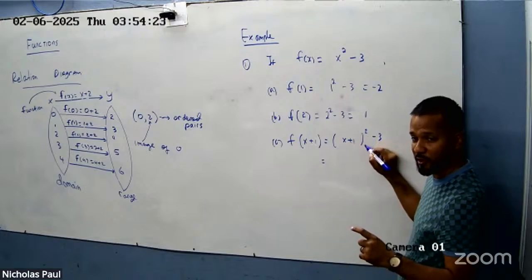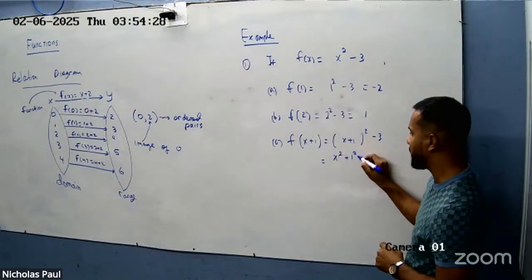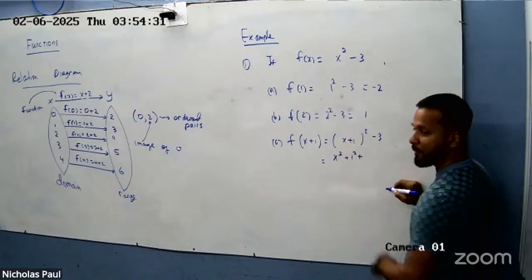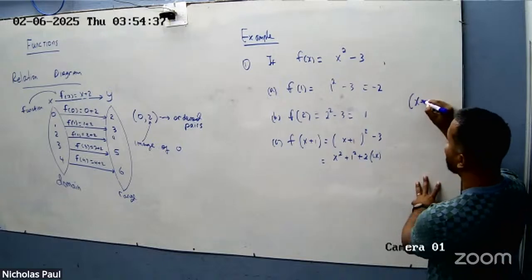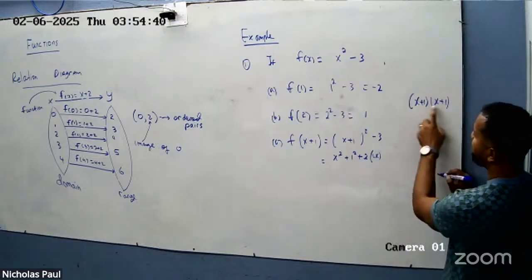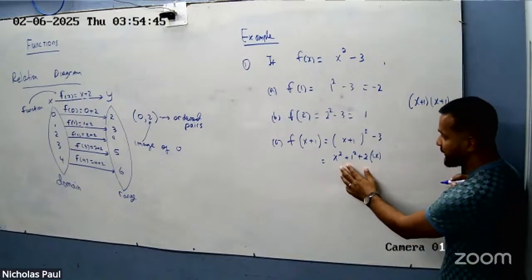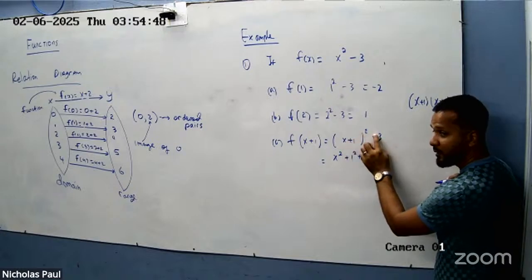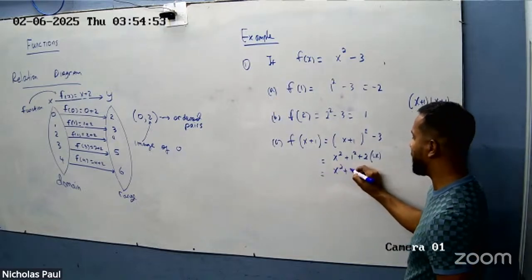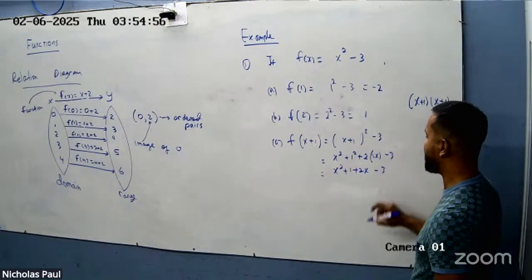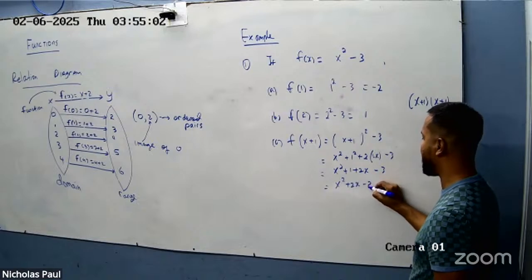Remember, I gave you a shortcut. The shortcut is x squared, this value squared, plus 1 squared, plus 2 by x by 1. So instead of expanding like this, x by x, 1 by 1, 1 by x, x by 1, you can just use the shortcut here: x squared, 1 squared, and then 2 by x by 1. So the answer will be x squared plus 1 plus 2x minus 3. So you'll get x squared plus 2x, and 1 minus 3 is minus 2.